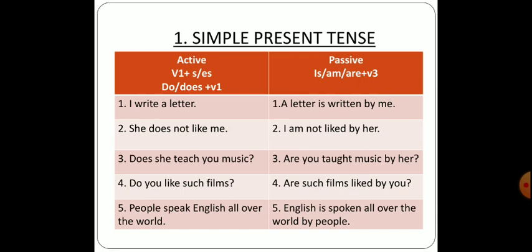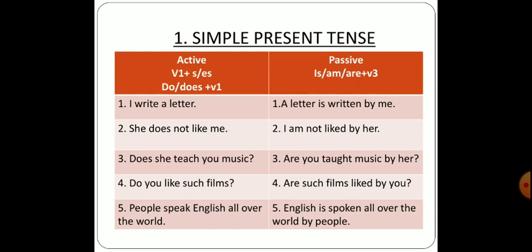Does she teach you music? So the passive form would be are you taught music by her? Now always remember one thing: if the question is in active form, then the answer would also be in that manner only. Over here it is being used in interrogative form. The active one is in interrogative, so the passive one would be the same. You can see in the third sentence we have a question mark at the end. So you are also supposed to remember this thing.